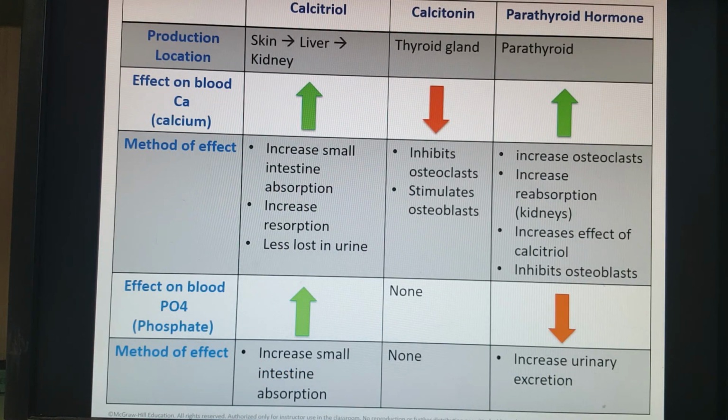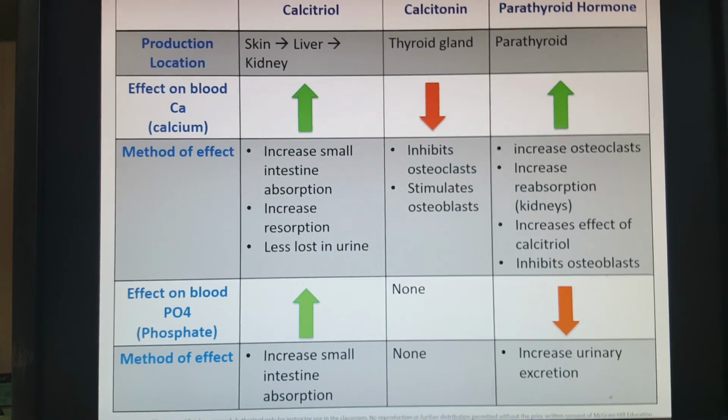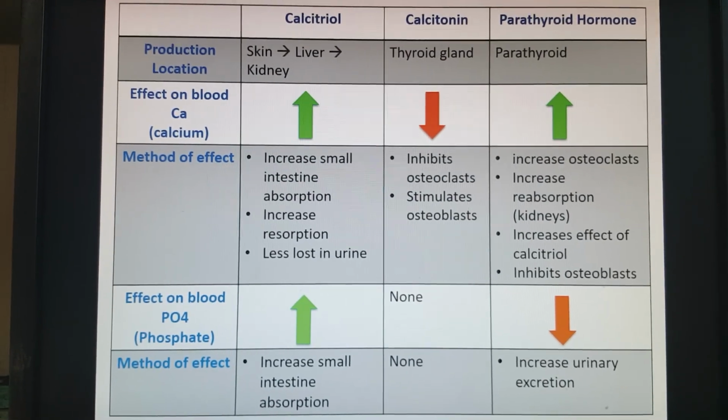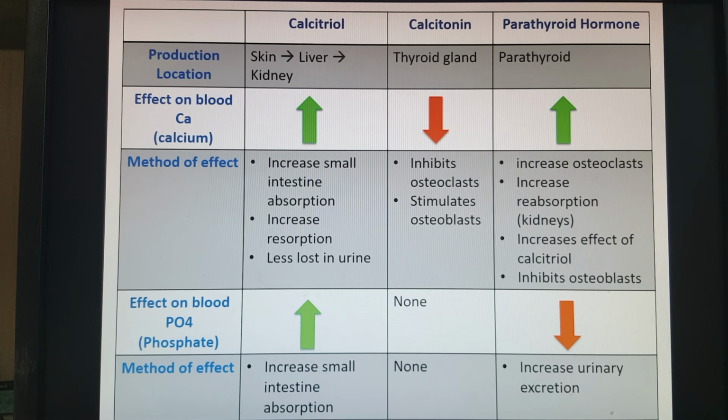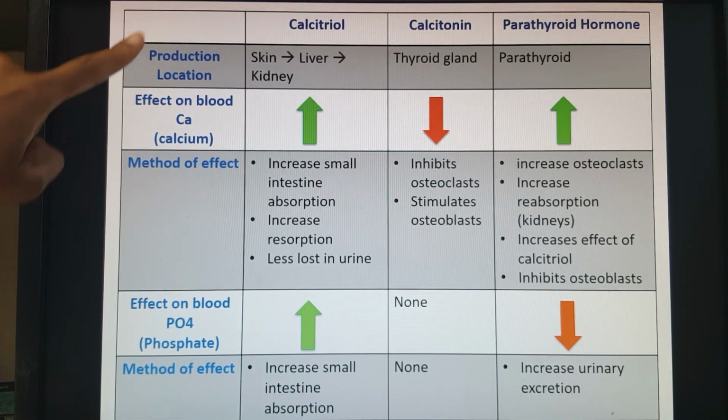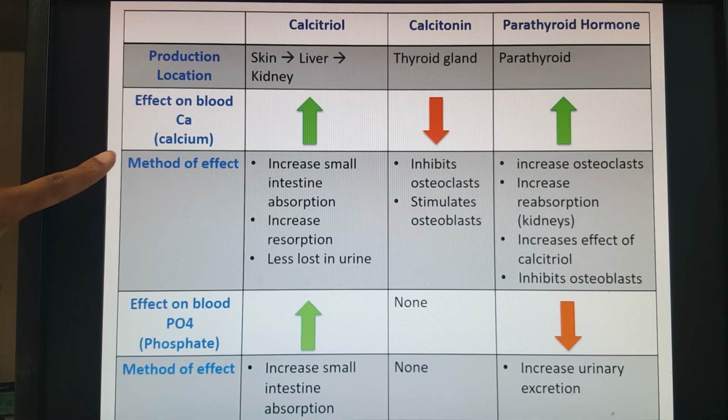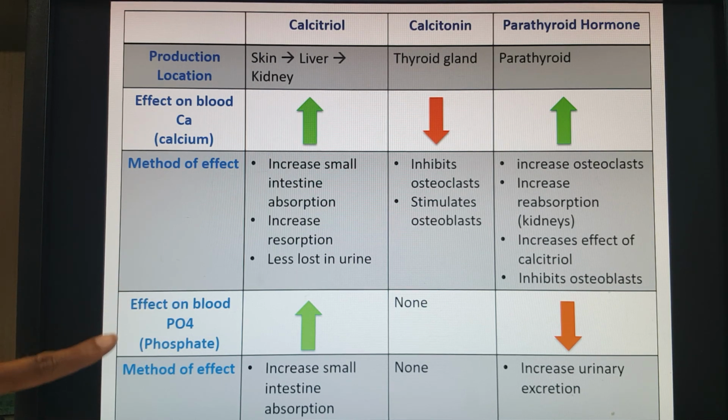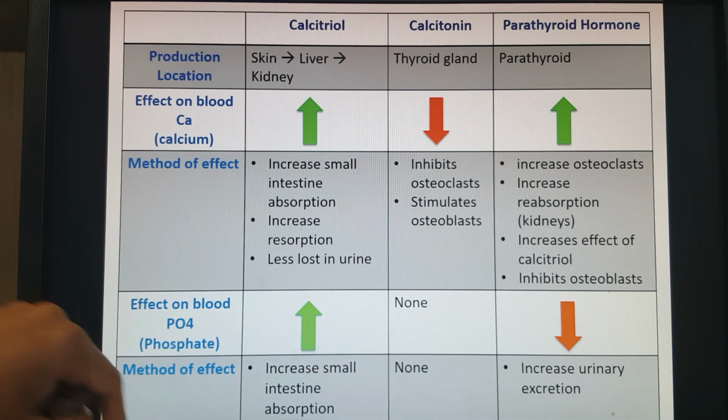So here's a chart that puts everything in one slide: calcitriol, calcitonin, and your parathyroid hormone. Where is it produced? What's the effect on blood calcium level? How does it do it? Also looking at your phosphate level, what's the effect on blood phosphate levels? Calcitonin, of course, does nothing, so that's why it says none. And how does it have that effect on the phosphate levels?